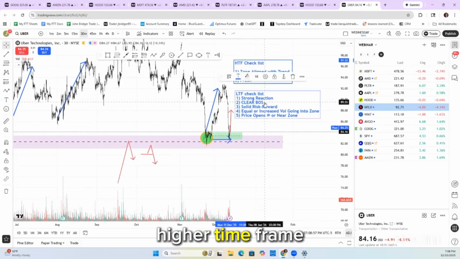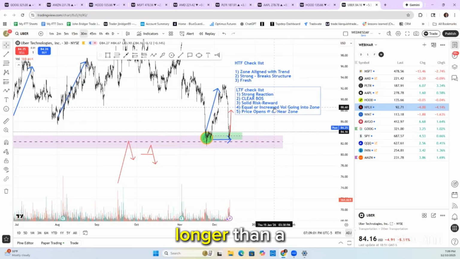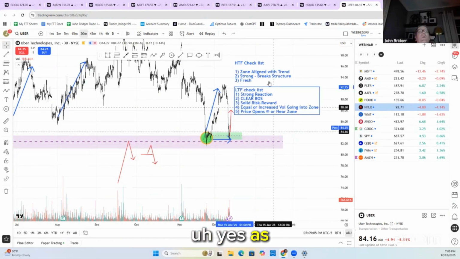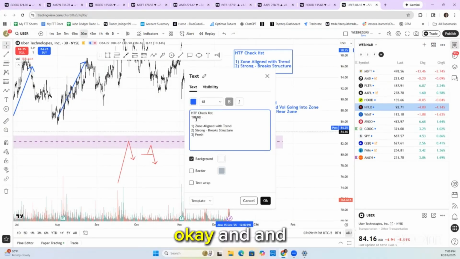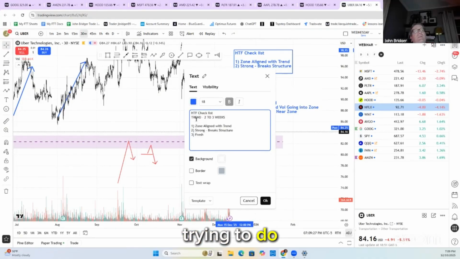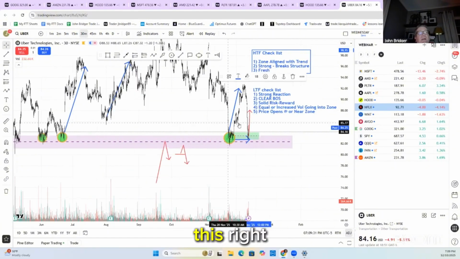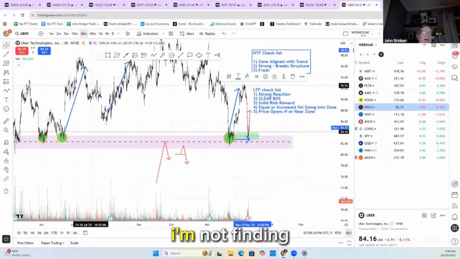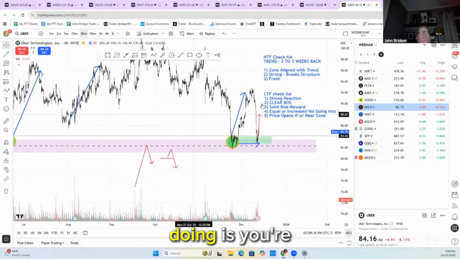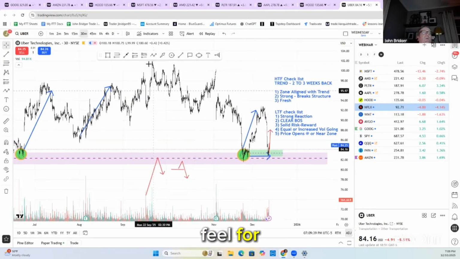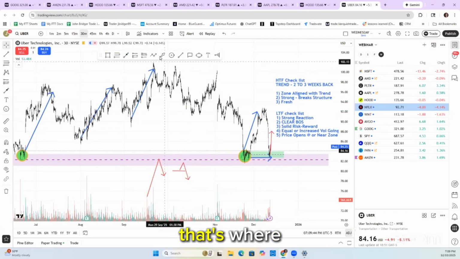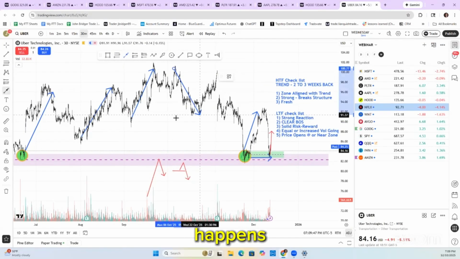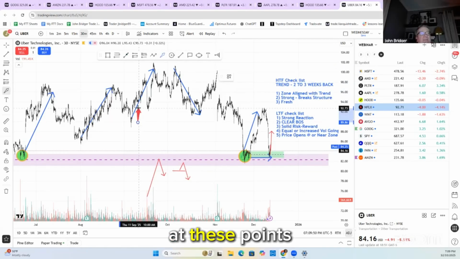And so the higher time frame is longer than a day? Yes, as far as when you look at trend, you're looking at least 2 to 3 weeks back. And what you're trying to do is just get a feel for the runs. That's why, because if you don't, you miss this, right? If I'm not looking at this, I'm not finding where these runs stop and start. Because that's where the speed happens. Speed happens at these points.